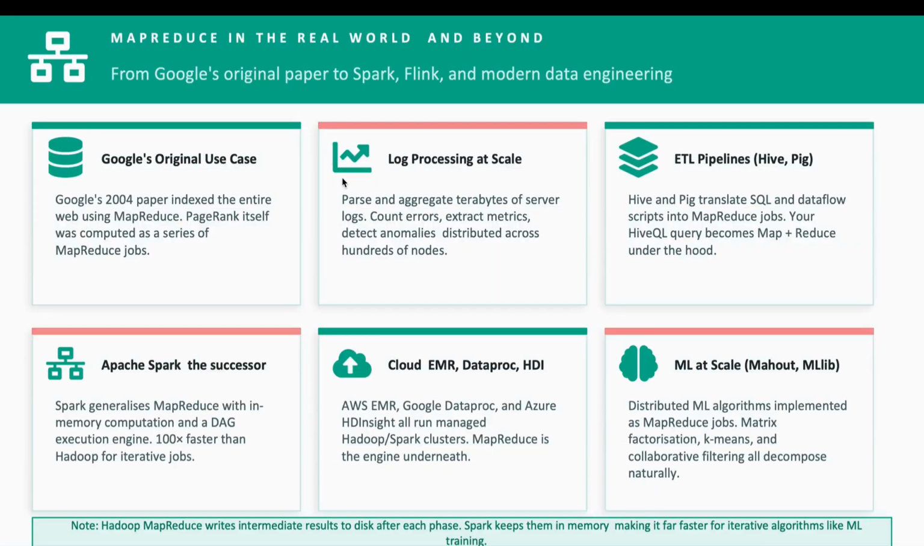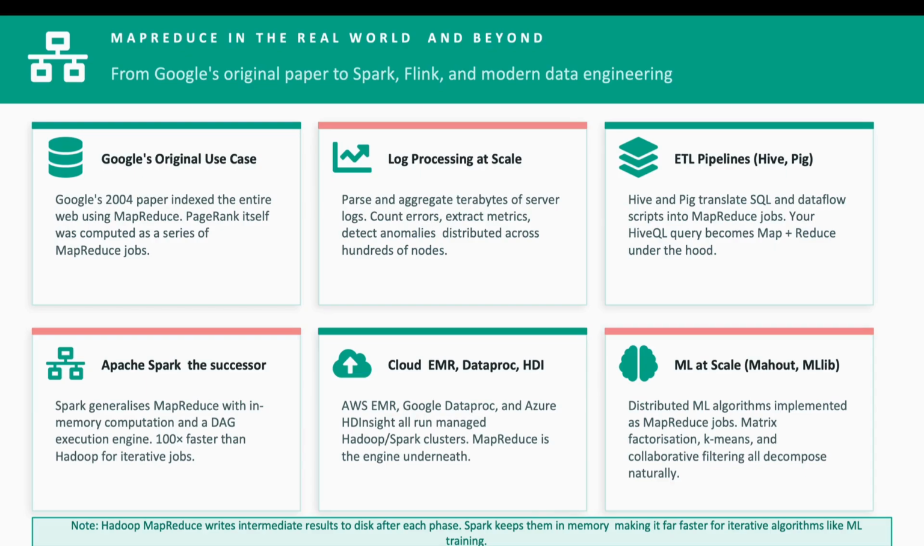Now, let me show you where MapReduce lives in the systems you work with. We have Google's original use case: indexing the entire web. The 2004 Google paper described using MapReduce to process petabytes of web crawl data to build the search index. The PageRank algorithm that we covered in episode 3 was computed as a series of MapReduce jobs.